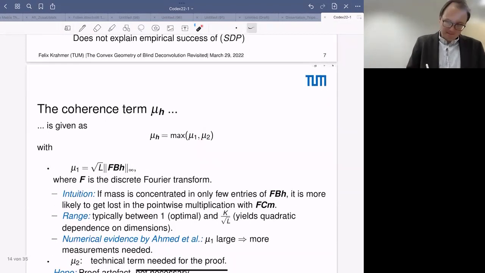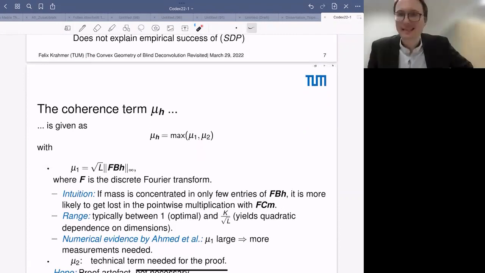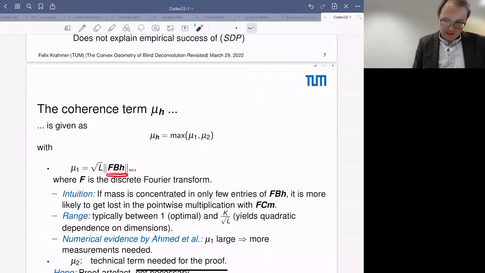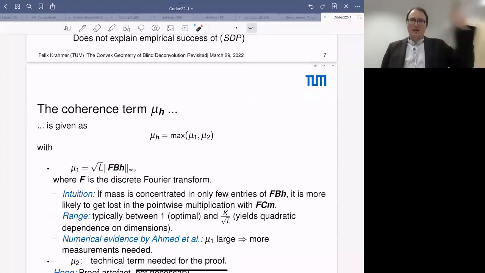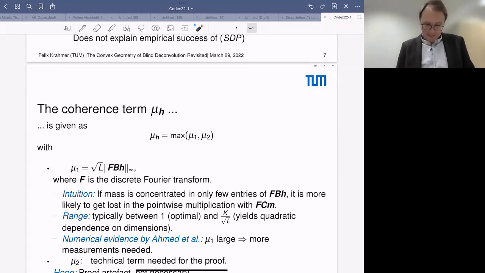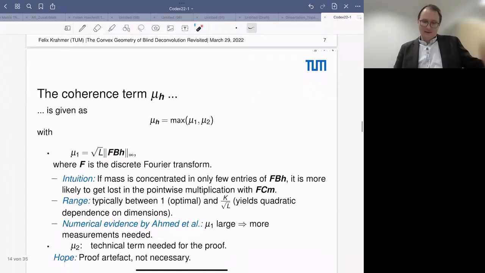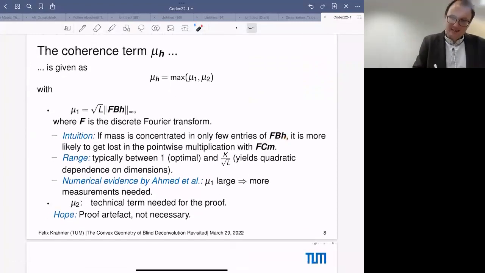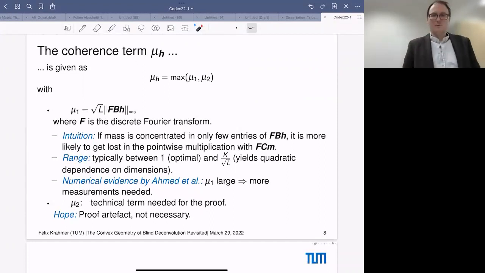The first one, mu1, is very much related to the intuition that I had before. Previously we said that FB should have rows of equal size, and then when I apply this vector H to it, this thing should still be relatively evenly spread, so that the infinity norm should not be too large. The mass shouldn't be concentrated in a restricted number of entries, because, coming back here again, if mass is concentrated in only few entries, it's more likely to get lost in the pointwise multiplication.